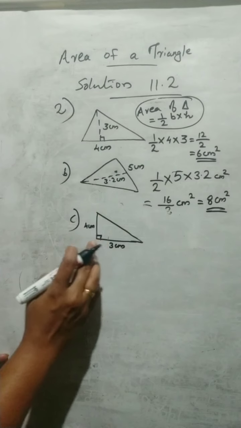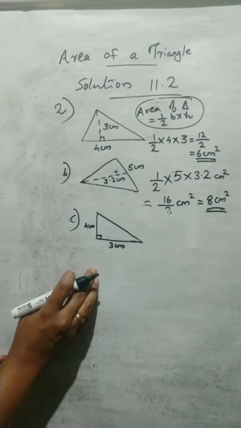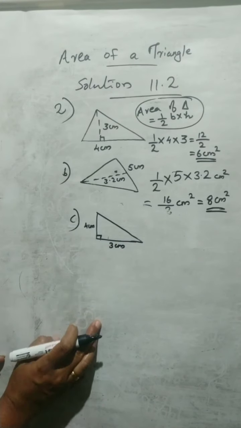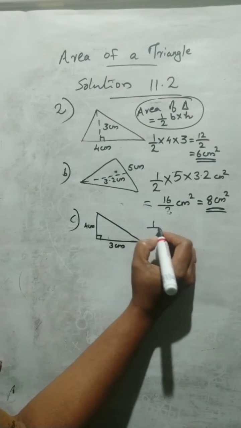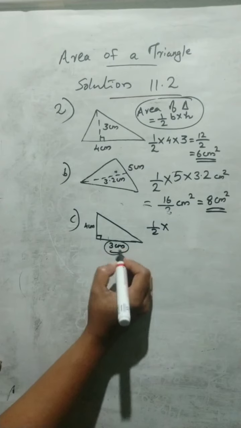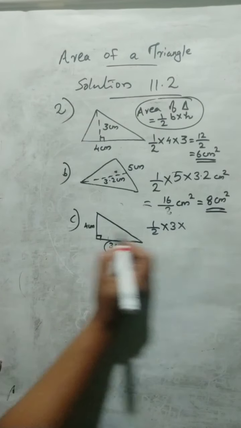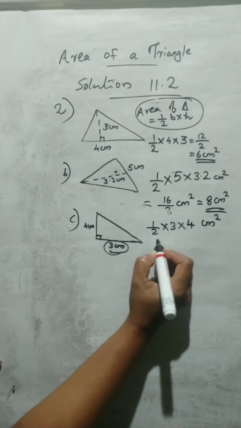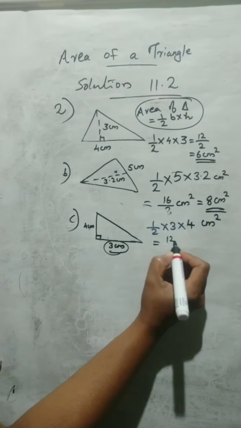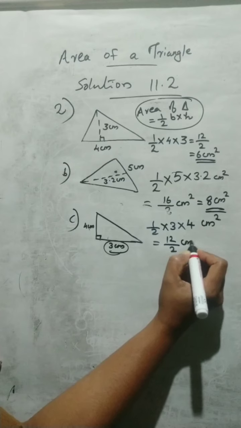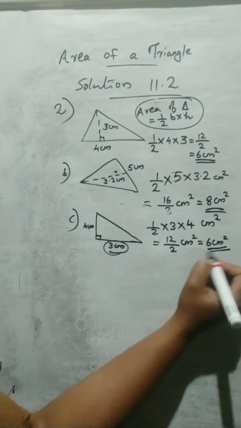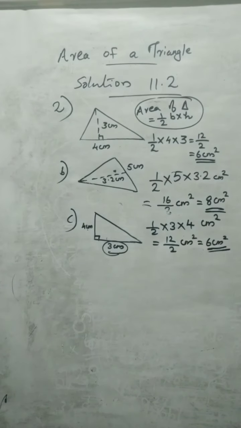Here it looks like a right angled triangle. So height is equal to 4 centimeter and base will be 3 centimeter. What is the equation? Half times base 3 centimeter times height 4 centimeter. So 3 fours are 12. 12 divided by 2 centimeter square. 12 divided by 2 is equal to 6. So the answer is 6 centimeter square.